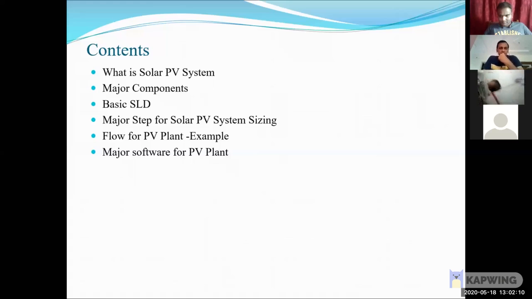I suggest that when we are discussing the design parameters, you take different examples. Like if I am taking the 3 kilowatt load calculations, you can take other load calculations and find out your own values. Then the major software, and lastly we will discuss the ROI.